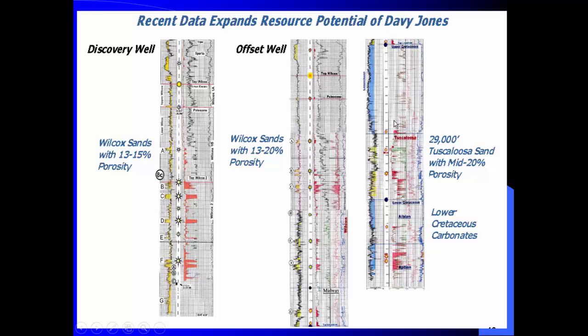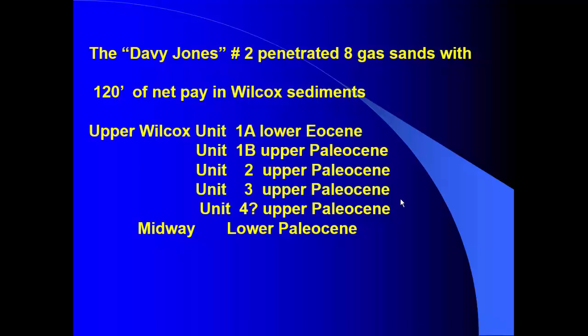So as you move down into the Cretaceous, they have about 500 feet of Cretaceous, and then they have about 400 feet of Tuscaloosa sands by 29,000 feet. And after that, they call these lower Cretaceous carbonates, and here are some shows in the carbonates and also in the Tuscaloosa. And these are the units that they penetrated in the Davy Jones number 2.